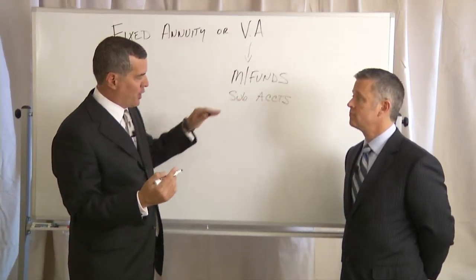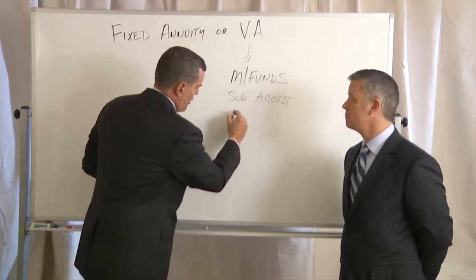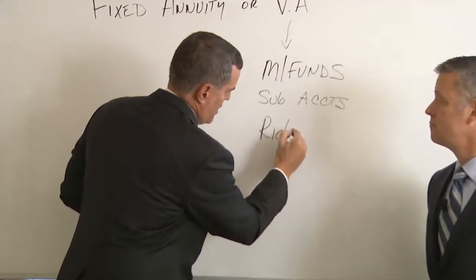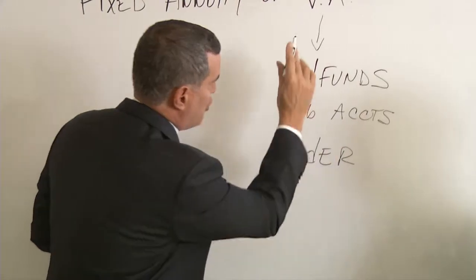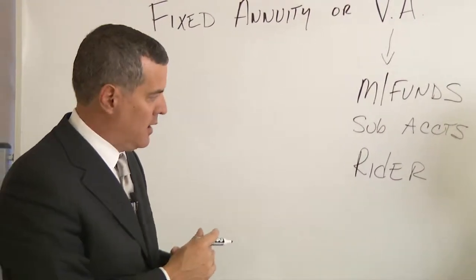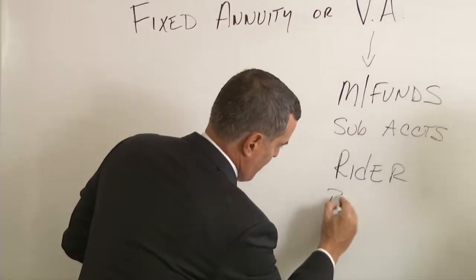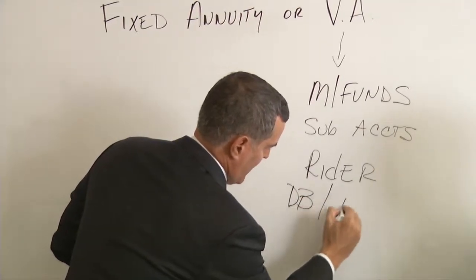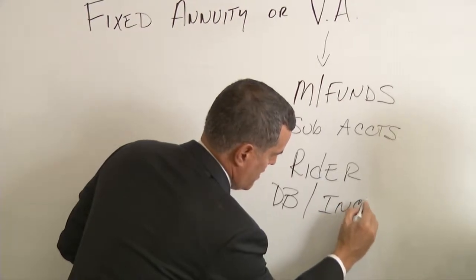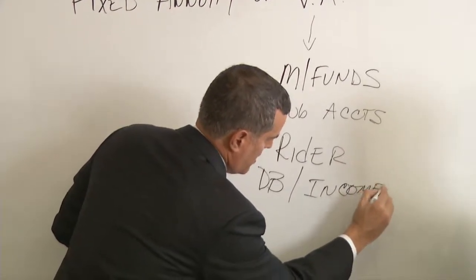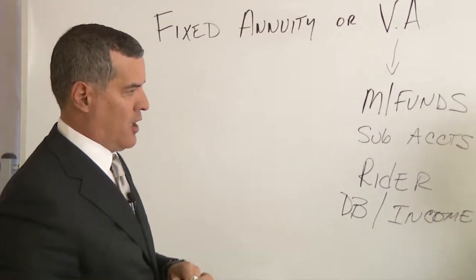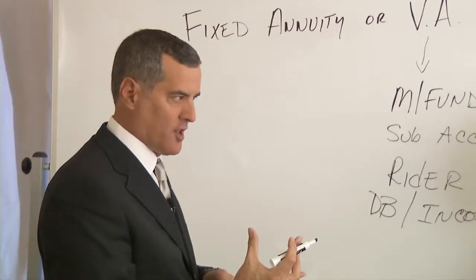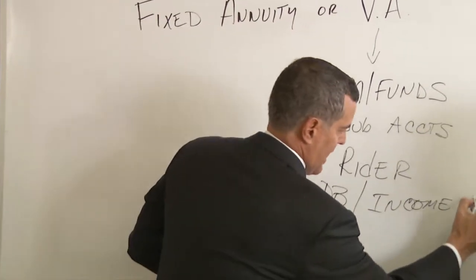They have to put some type of rider attached to a variable annuity. That rider can be a death benefit rider. It can be an income rider. One of those scenarios has to be attached onto the chassis for a fee for that variable annuity.